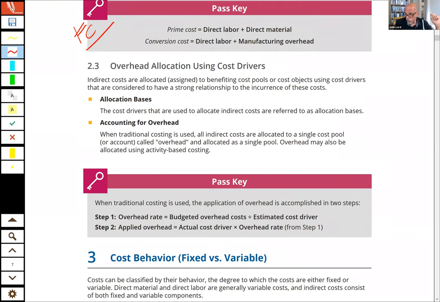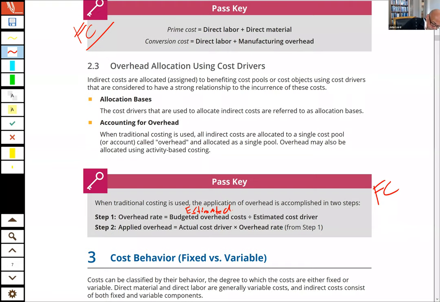Now we had the question Abby gave us: how do you apply the overhead? That's what's right here. What we need to do is take our, they're calling it budgeted, I'm going to call it estimated, but a budget is an estimate. We take our estimated, our budgeted overhead cost, and we divide that by whatever our estimated cost driver is.